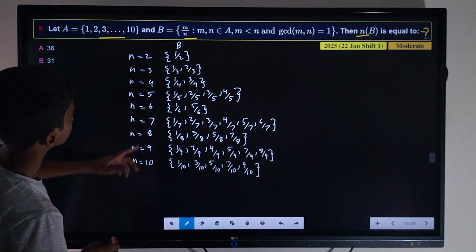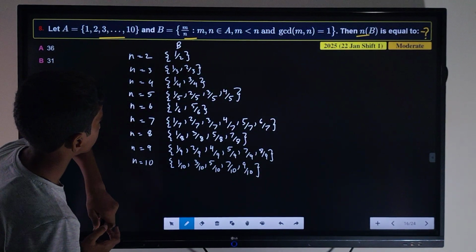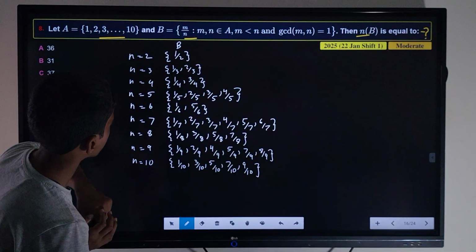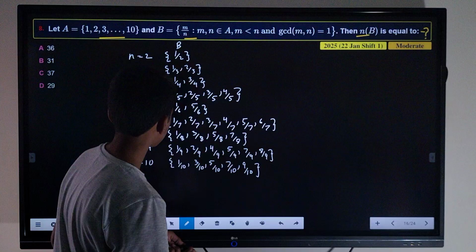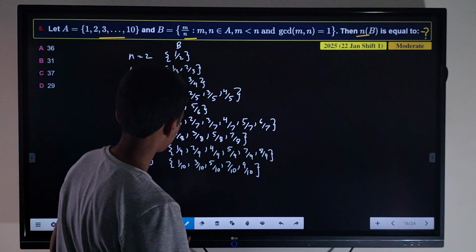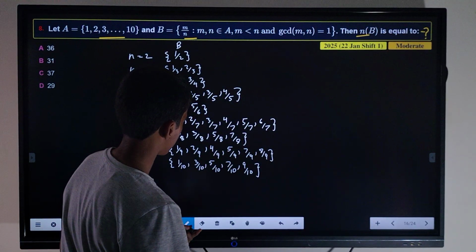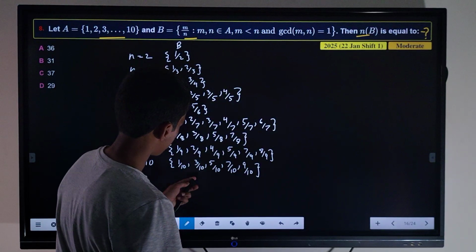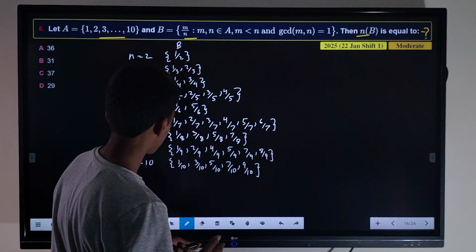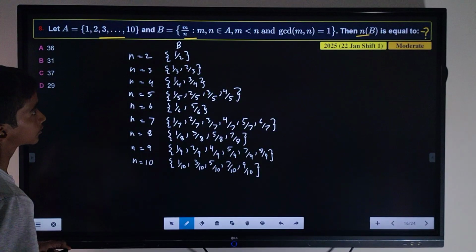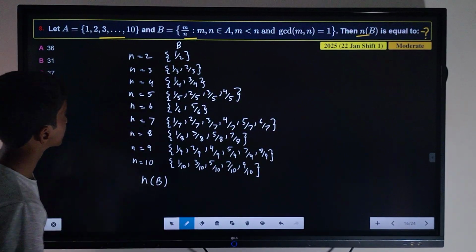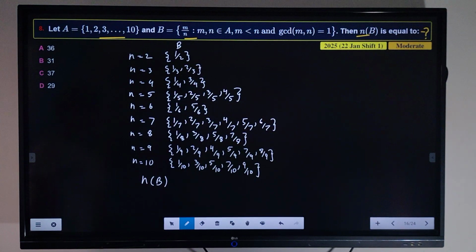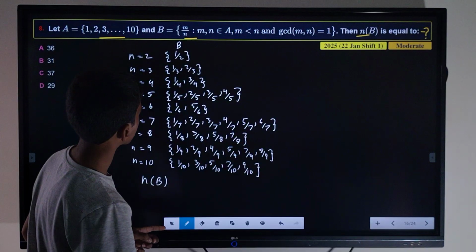Please wait a minute. So from here, our number of elements in B is 32, but there is no such option as 32. Please wait a minute, we have made some mistake here.